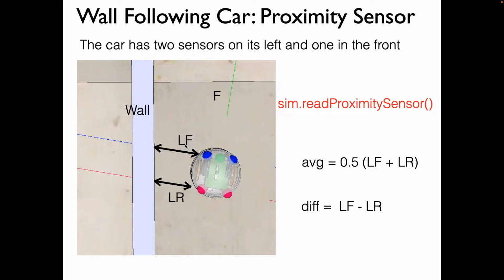So LF is the distance measured by the left front sensor, LR is the distance measured by the left rear sensor, and F is the distance measured by the front sensor. We'll be using the command called sim.readProximitySensor in order to get the distance, and I'll show you how to use that. In this case, we're interested in two distances. One is the average of the distance between the left front and left rear, and the other is the difference between the left front and left rear.